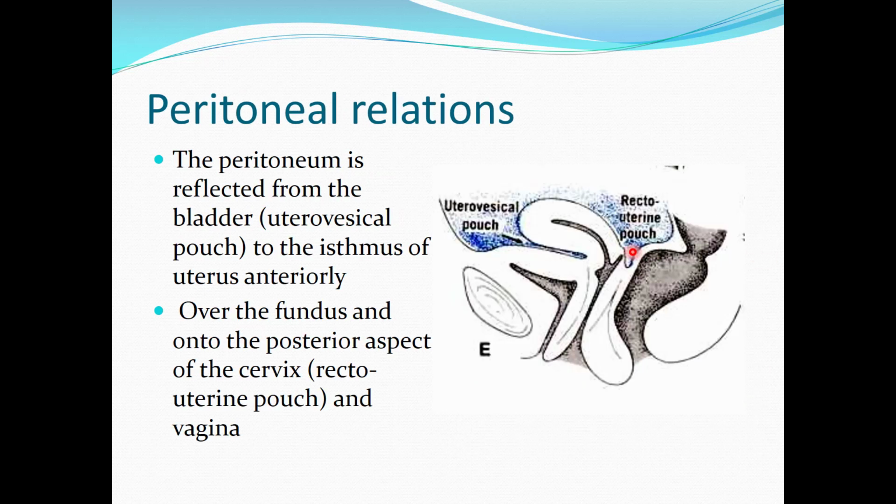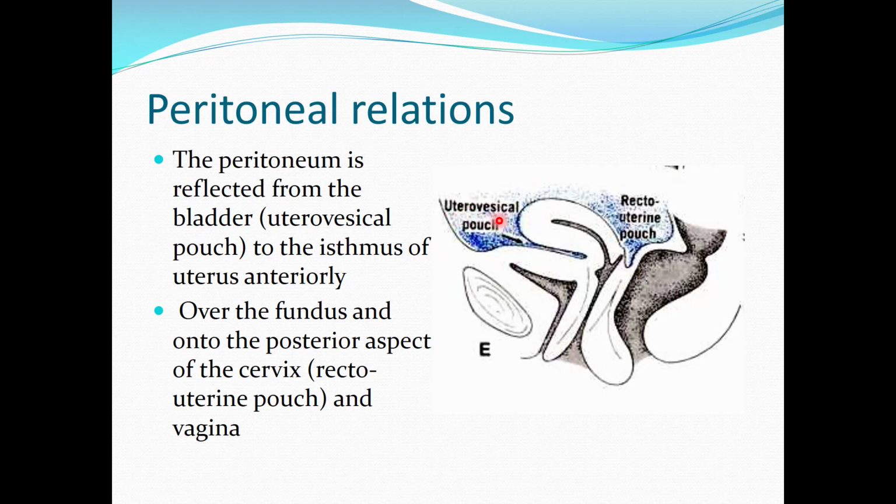Now, what are the peritoneal relations of the uterus? See here, anteriorly, the peritoneum coming from the anterior abdominal wall is reflected from the bladder to the isthmus of the uterus. Here it forms a pouch, which is called the uterovesical pouch. From the name, it implies that it is in between the uterus and the urinary bladder.